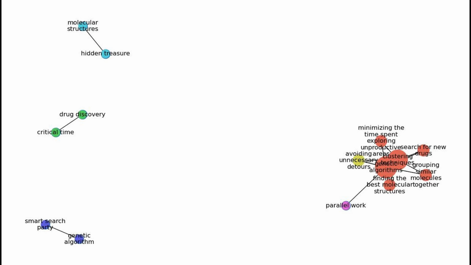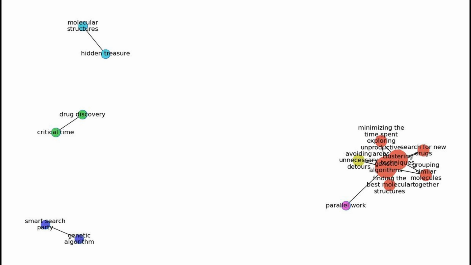Genetic algorithms are like smart search parties looking for treasure in a vast forest. In the case of finding optimal molecular structures, which is important for drug discovery, these algorithms help scientists explore a huge range of possible molecular designs, much like how a search party would cover a large area to find hidden treasure. One of the key advantages of genetic algorithms is their ability to work in parallel, similar to how multiple search teams can look in different spots at the same time, making the search much faster. This is especially important in drug discovery, where time is critical and scientists want to quickly find the best molecules that can help treat diseases.